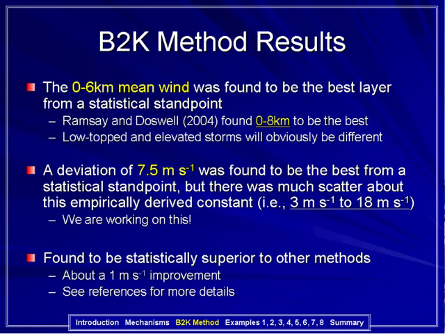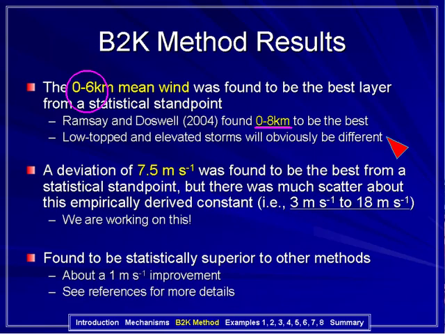I just want to briefly mention some of the results of the B2K method, and the first thing to note is that we found that 0 to 6 kilometers was a pretty good mean wind layer based on all the statistics. That worked well most of the time. Now, there has been a recent study by Hamish Ramsey and Chuck Doswell that has suggested 0 to 8 may be a little bit better for your mean wind depth. And this could be especially true at places that are in more southern locations or where you have a deep troposphere. And of course, again, you need to be cognizant of what kind of mean wind layer you're using, especially when you get low-top storms or elevated storms.